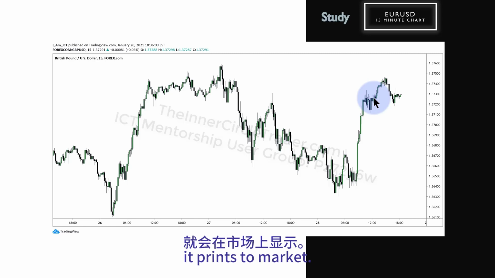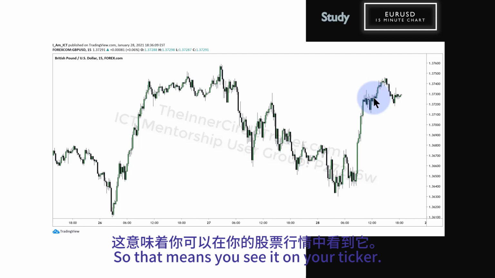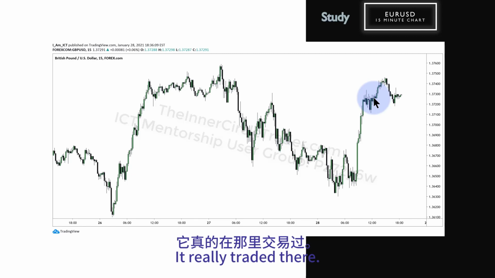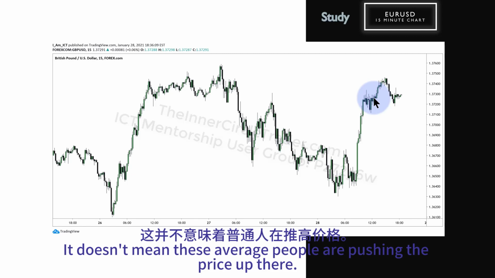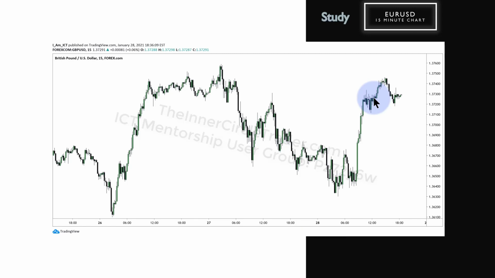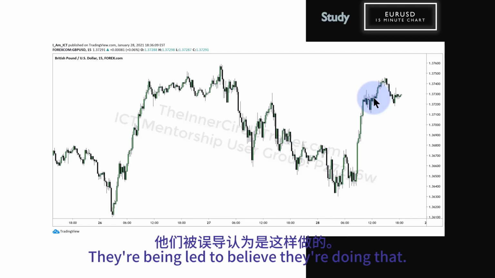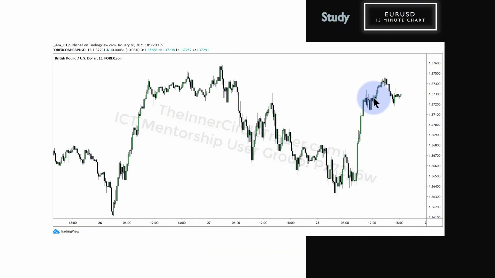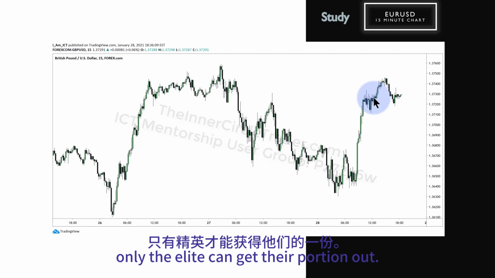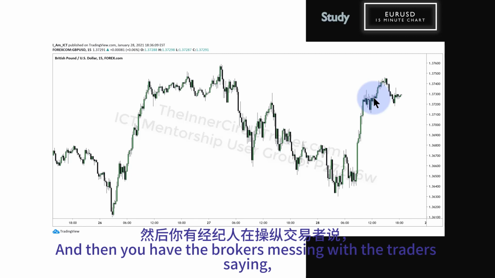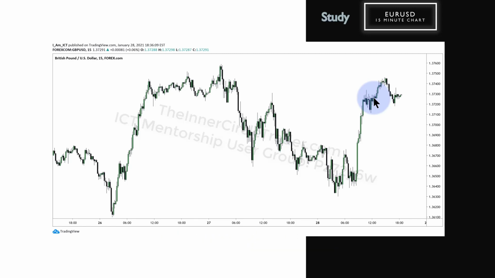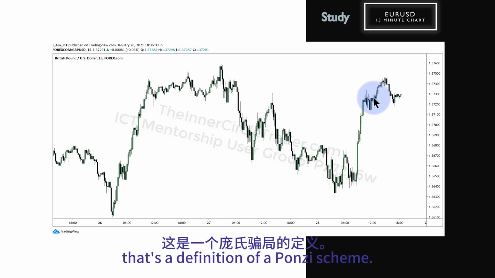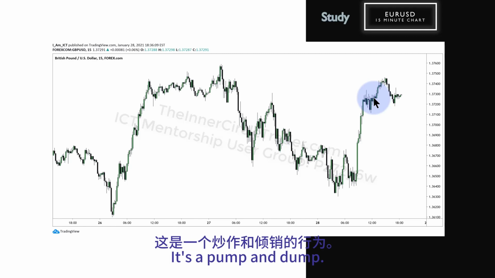And when they buy it, it prints to market. So that means you see it on your ticker. You see it in your chart. It really traded there. It doesn't mean these average people are pushing the price up there. They're being led to believe they're doing that. And then you saw today, only the rich, only the elite can get their portion out. And then you have the brokers messing with the traders saying, no, you can't be out. You have to hold yours. And that's a Ponzi. Okay, that's the definition of a Ponzi scheme. It's a pump and dump.